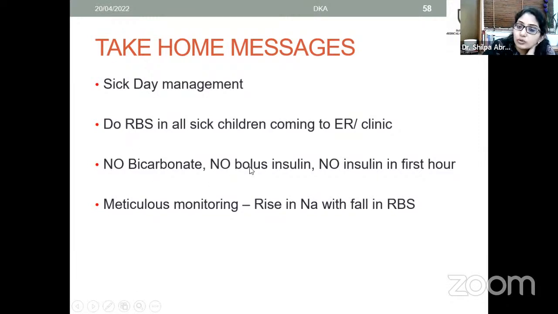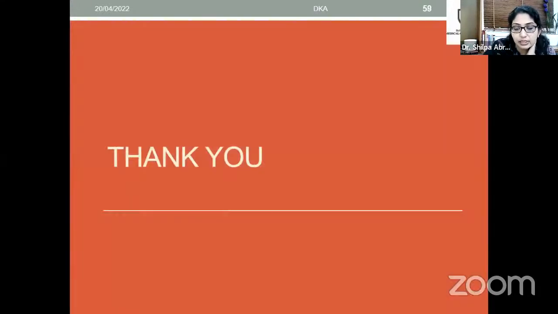No bicarbonate, no bolus insulin, no insulin in the first hour. This is an absolute no. And meticulous monitoring. We want a slow rise of sodium with the fall in RBS, and we want the effective osmolality to slowly fall as the correction goes. So I think I'll end my presentation with that. Thank you for your patience.